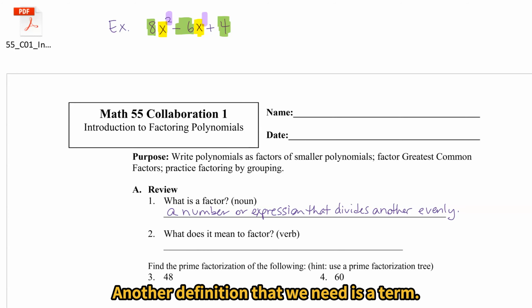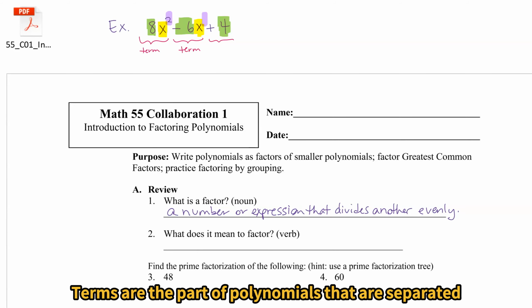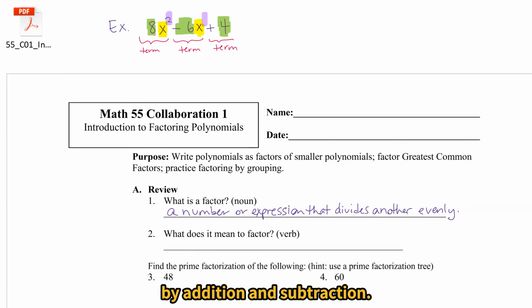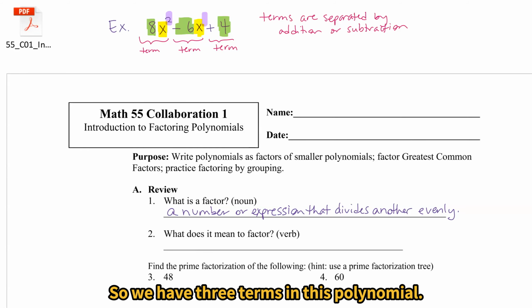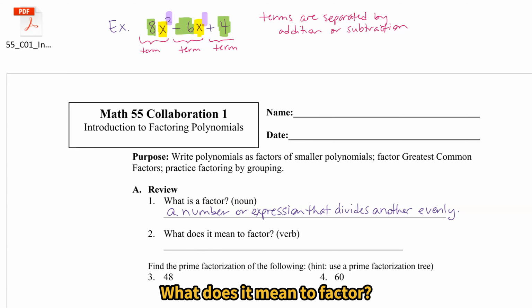Another definition that we need is a term. Terms are the parts of polynomials that are separated by addition and subtraction. So we have 3 terms in this polynomial. What does it mean to factor? If we use factor as a verb, it means to break down a number or expression into its factors.